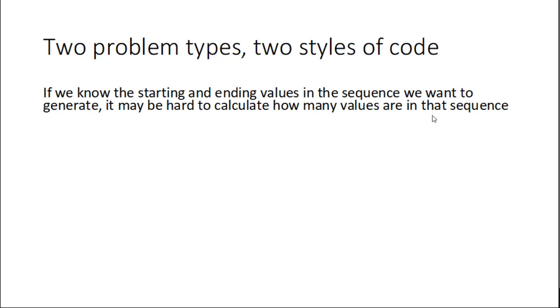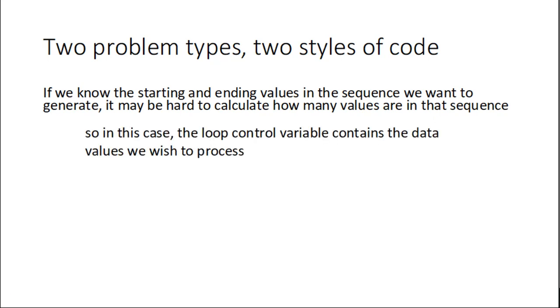Say, print out all the multiples of 37 between 1,000 and 3,000. Well, I don't know how many there are. You'd have to figure it out somehow. But I know the starting and ending values. Then, in that case, the easy way to write the for loop is that the loop control variable should contain the data values that are to be processed.